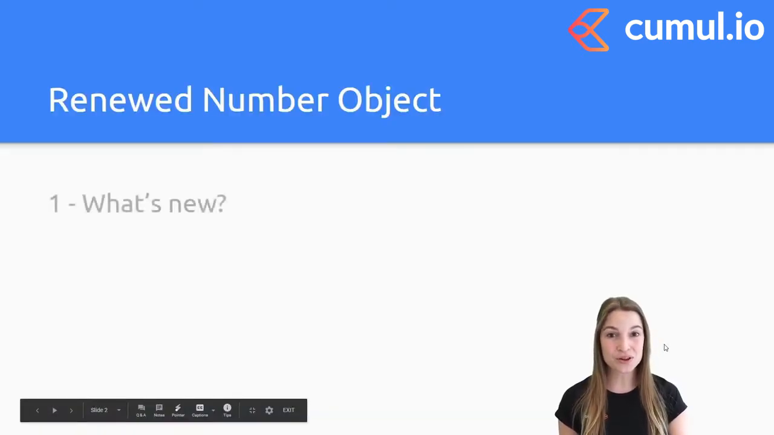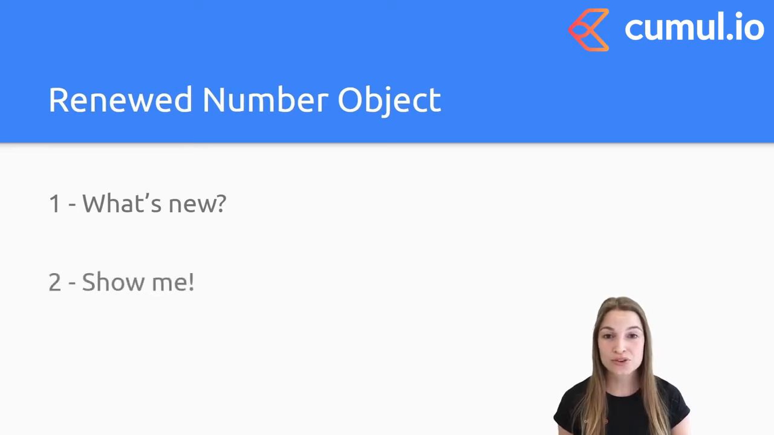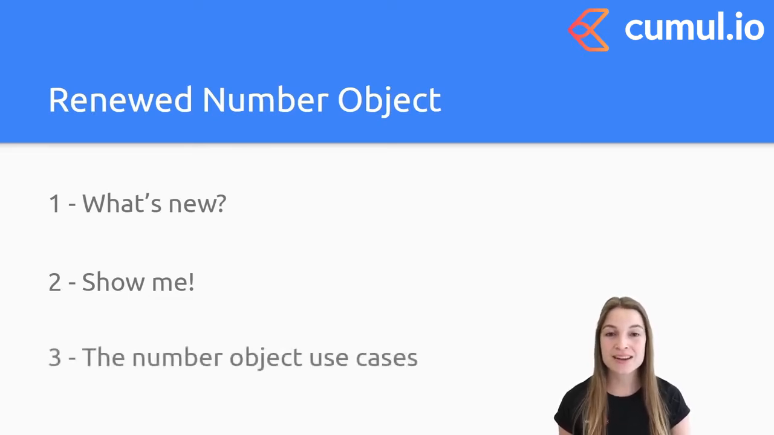So what do I have for you today? First of all, I will tell you more about the new things in the number object. Next to that, I will also show you in Camelayo so you can see it for yourself and so that you know how to do it. And last but not least, I will give a brief recap of why you should use a number object in your dashboard, like the use cases you can use it for.